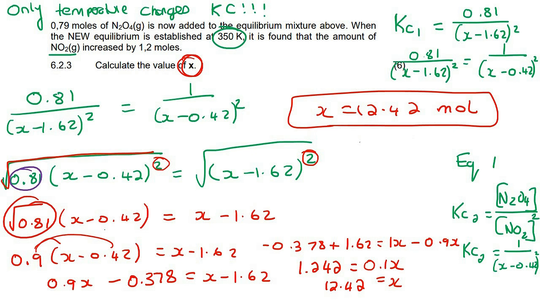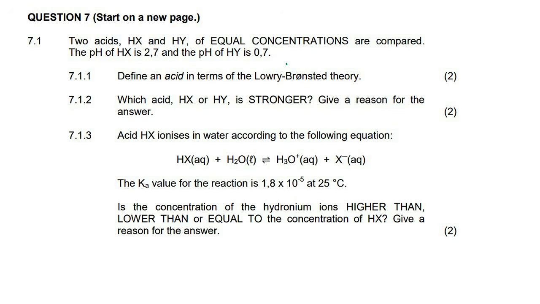But sure, it's good. Two acids, HX and HY, of equal concentrations are compared. The pH of HX is 2.7 and the pH of HY is 0.7. Okay, we'll get to that now. The first question says, define an acid in terms of the Bronsted-Lowry theory.